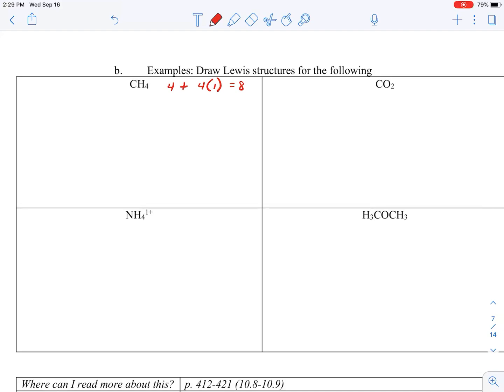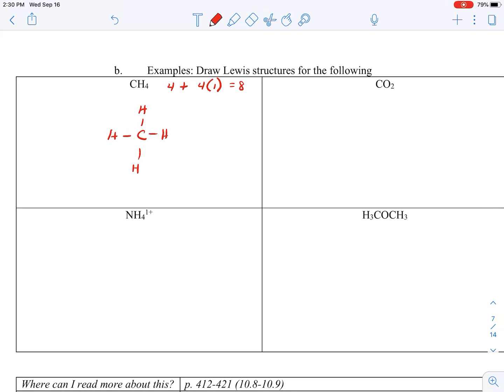Our second step says to draw the skeletal structure. This is where we choose our central atom, and it's got to be the least electronegative one, so we're looking furthest away from fluorine, but it cannot be hydrogen. So we have to put C in the middle, and the skeletal structure means we just connect our outside atoms to our central atom.